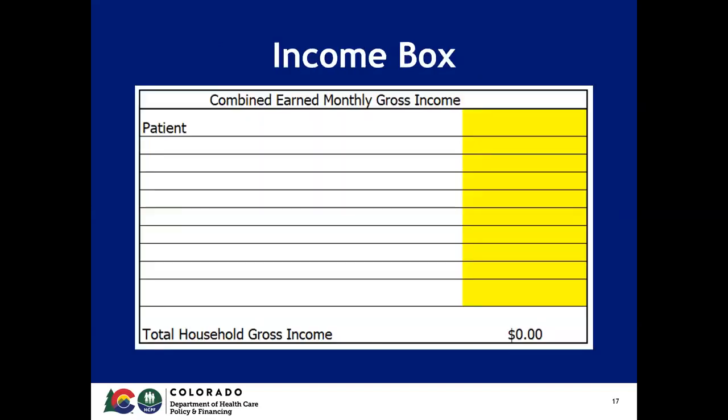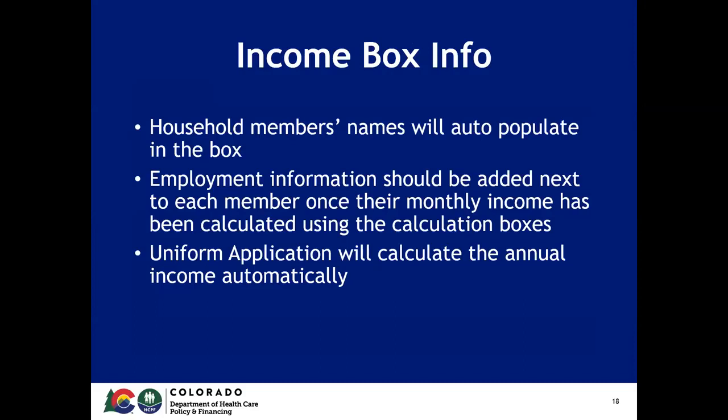So once you figure out the monthly income for each household member, you would enter it into the income box next to their name. This box will auto-populate with all of the names of the household, because I have that on the next slide. The household members' names will populate into that box. The employment information should be added next to each member using their monthly income that's been calculated in those calculation boxes. And then the uniform application is going to calculate their annual income automatically.